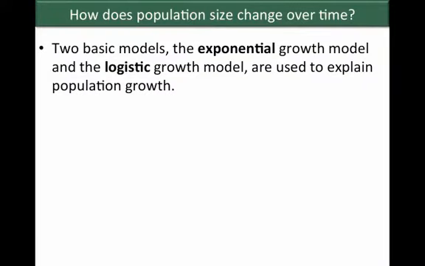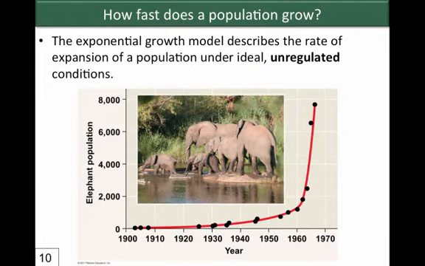So on the previous couple slides, we were talking about how a population changes over time. There are two basic models. One is the exponential growth model, and one is the logistic growth model. So let's first talk about the exponential growth model. Typically an exponential growth model is not sustainable. Usually at some point it's not going to continue to grow. So let's think about exponential growth models.